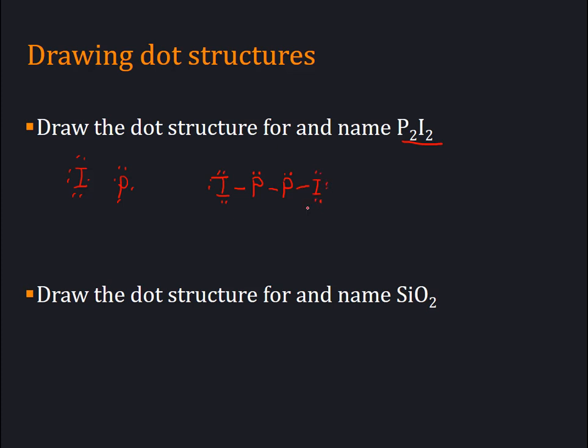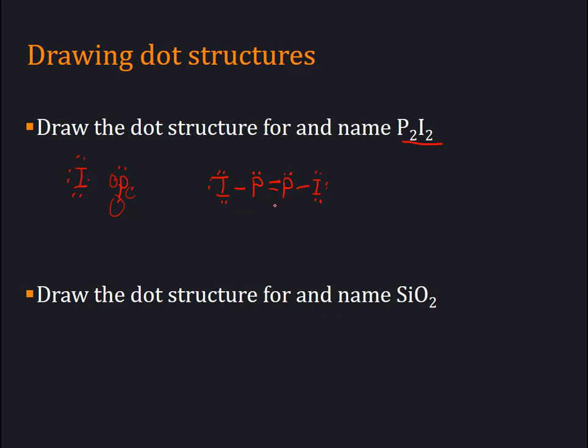2, 4, 6, 8 electrons for iodine. 2, 4, 6, 8 electrons for iodine. 2, 4, 6 electrons for phosphorus. If you look at phosphorus, it should be making 1, 2, 3 bonds because it's got 3 unpaired electrons. Well, I can make that bond in the middle a double bond, and now 2, 4, 6, 8 electrons for each phosphorus, and everything obeys the octet rule.